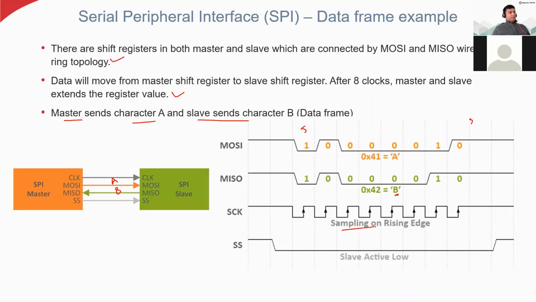Each bit transfer occurs based on the rising edge. And during the entire data transfer period, this SS wire is in the active low mode. It means it helps to transfer the data between this master and slave. This SS is indicating this slave.